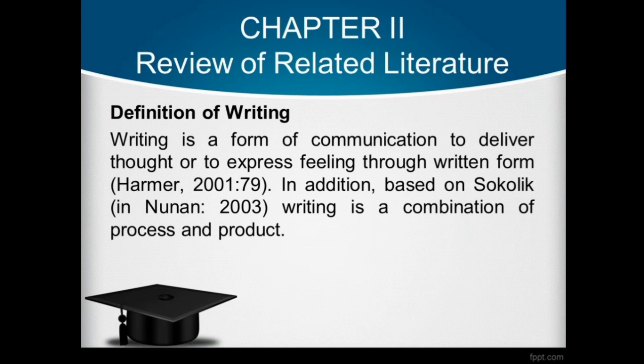And then, review of related literature. The first, definition of writing. Writing is a form of communication to deliver thought or to express feeling through written form. The definition is based on Harmer 2001. In addition, based on Sokolik 2003, writing is a combination of process and product. From the definitions, the researcher assumes that writing is a system of human communication which represents symbols. By writing, we can share our ideas, feelings, or anything else that exists in our mind.